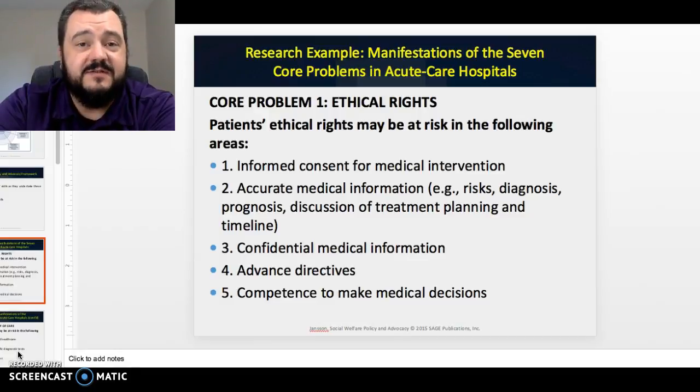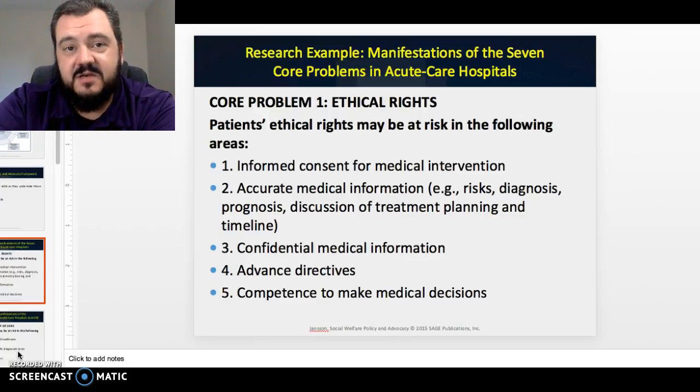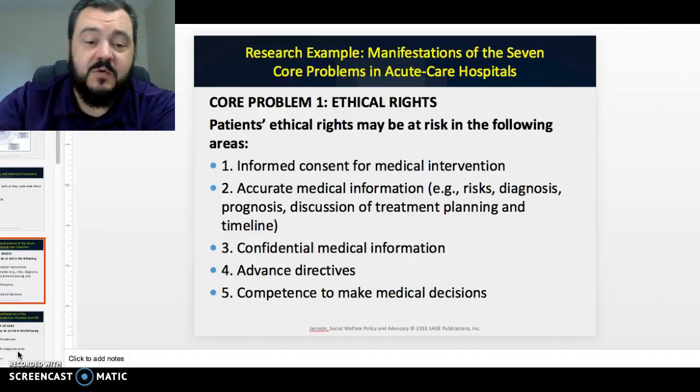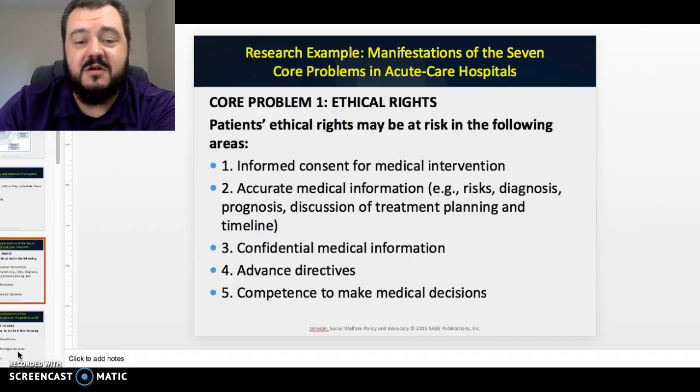Are advanced directives being offered? And are those advanced directives being honored? Advanced directives are end-of-life care decisions that should be put into place before someone gets to the point where they lose their ability to make their own medical decisions, which goes along with the next one, their competence to make medical decisions.